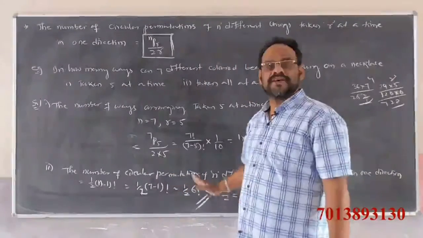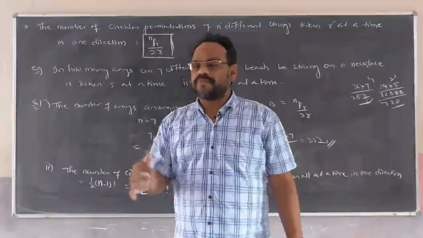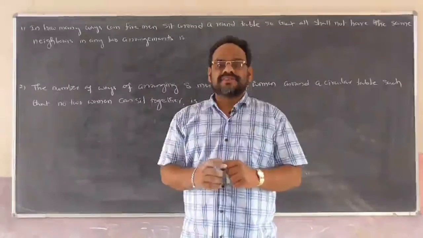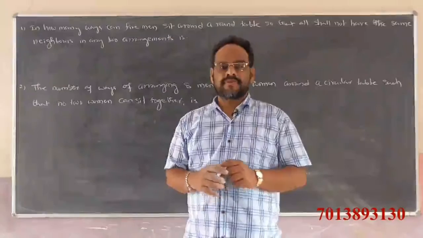Half of n minus 1 factorial. This is the concept. So let us discuss problems on this concept. Yes, in circular permutations, about the concept, we discuss some problems here.